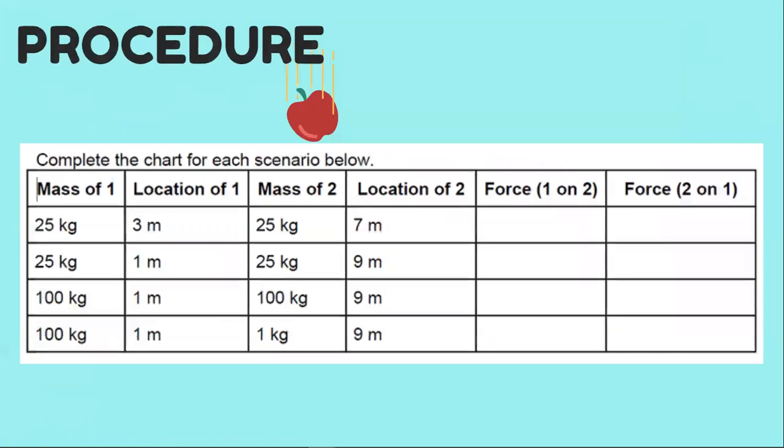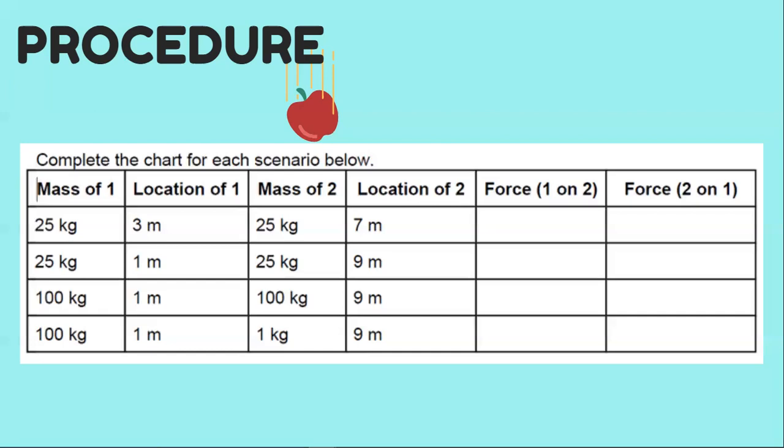After we explore the simulation, it is time to fill out the data table by manipulating the values based on what is given in the data table. So we have for mass 1, 25 kilograms at 3 meters, while mass 2 is 25 kilograms, located at 7 meters. Then we have 25 kilograms on the next trial for mass 1, located at 1 meter. For mass 2, still 25 kilograms, now located at 9 meters.